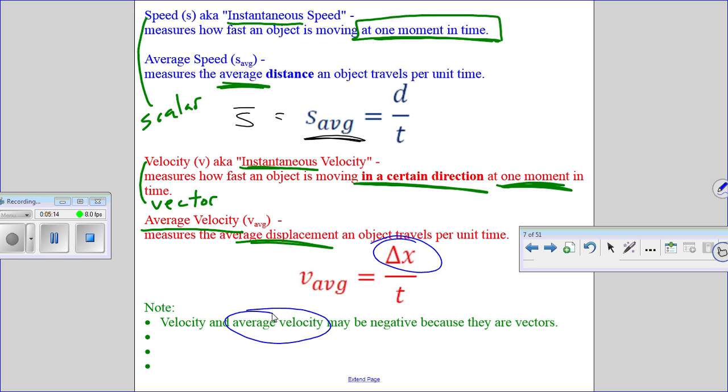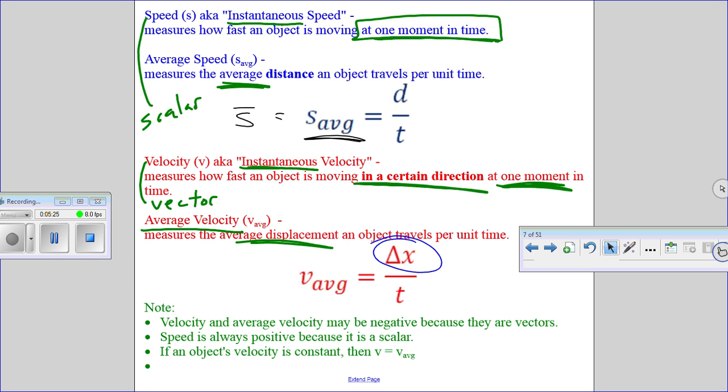Okay? Let's see, what else? Speed is always positive because it's a scalar, so it doesn't have direction. Okay? If an object's velocity is constant, then the velocity is equal to the average velocity, right? Like if you legitimately drive to Chicago and you have the cruise control set at 60 miles an hour, then your average speed is going to be 60 miles an hour. And at any given instant, your speedometer is going to say 60 miles an hour, so your speed and your average speed are the same, okay? The same is true of velocity, okay?